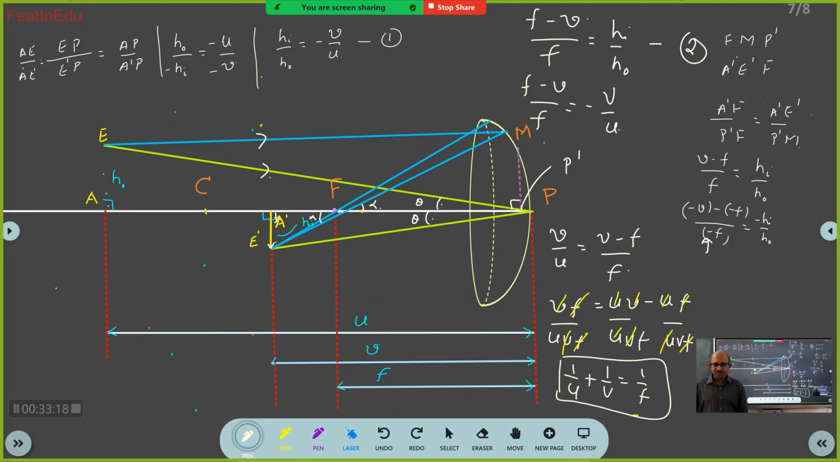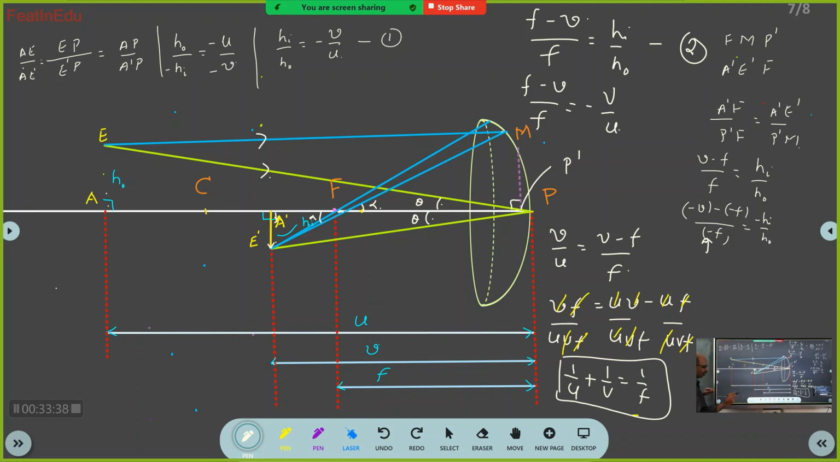Got it? Yes, sir. Suresh, did you get? Aditi, did you get? Yes, sir. So this is the standard way of doing it. Any questions here?